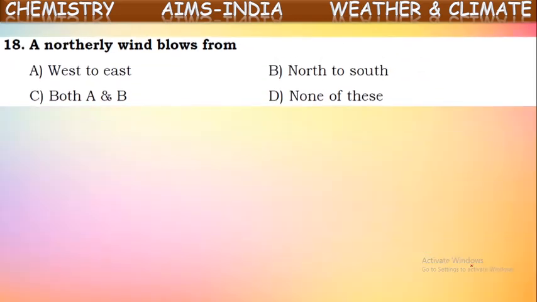Next one. The northerly wind blows from. Northern wind blows from northern side of India, that is from Himalaya side. So in that season, we get winter when these northern winds are blowing from the northern mountains, that is Himalayas, from north to south. In that time, we get a winter season because those air will be very cool.